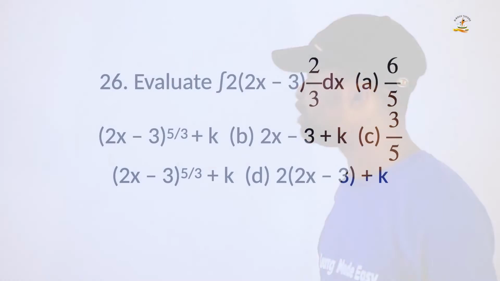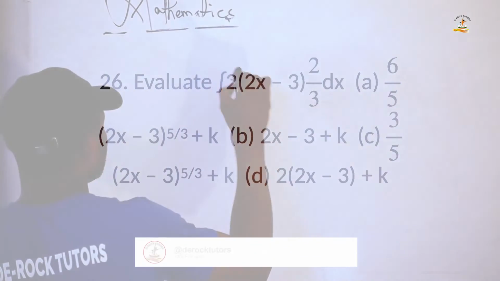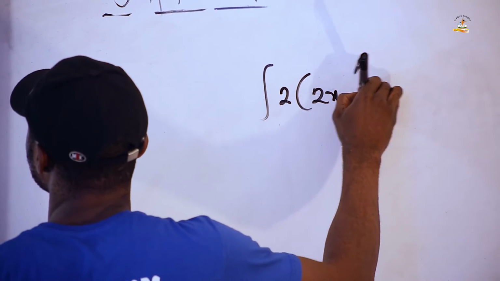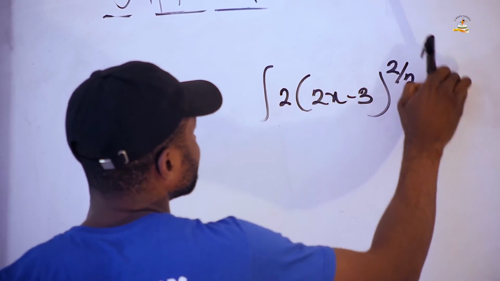All right, the next question is question number 26, and it is still on integration. We are required to integrate 2 into (2x minus 3) raised to power 2 over 3 dx.